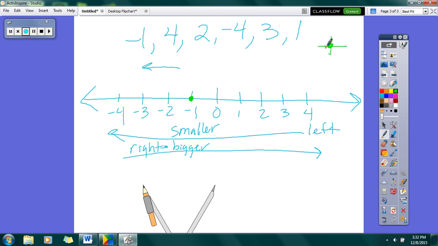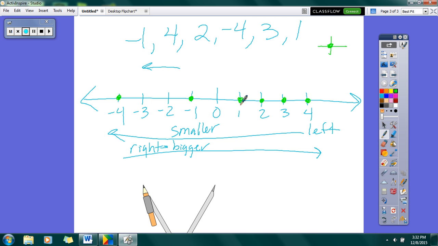Then I'm going to pick 4. 4 is positive. I know it's going to be on the right side of the 0. So I'm going to go 4 spaces to the right, and here's my 4. 2 is 2 positive spaces to the right. I'm going to put my dot on 2. -4 is 4 spaces to the left. So I'm going to move 1, 2, 3, 4 spaces to the left. +3 is 3 spaces to the right. And +1 is 1 space to the right.